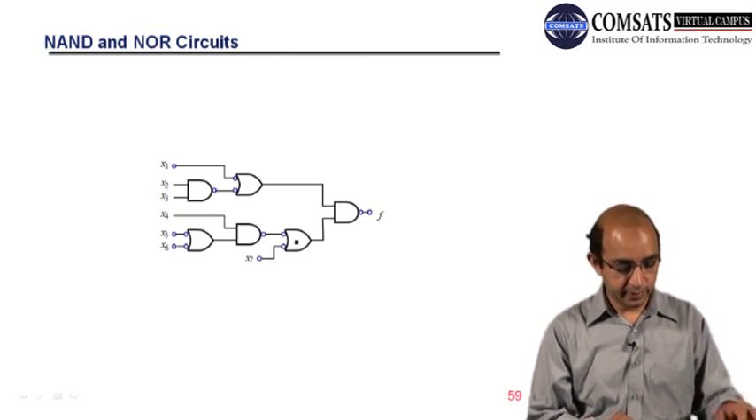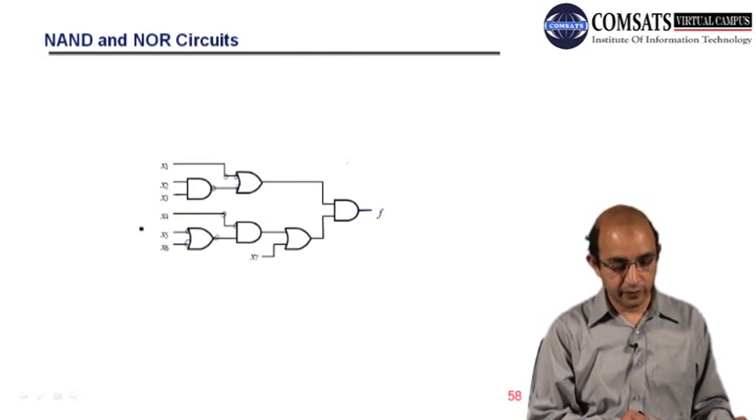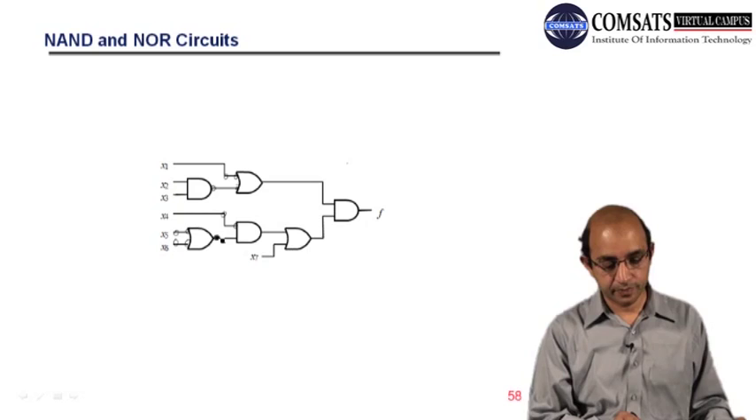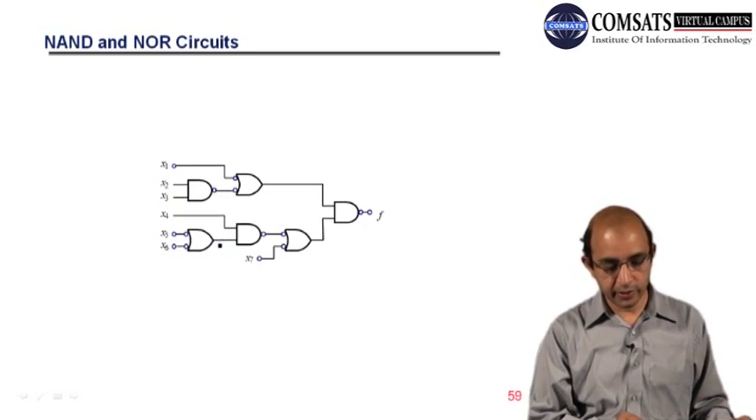Right. So here we have 2 bubbles, right? So this I have to omit, right? So here you can see that we have introduced 2 bubbles, right?